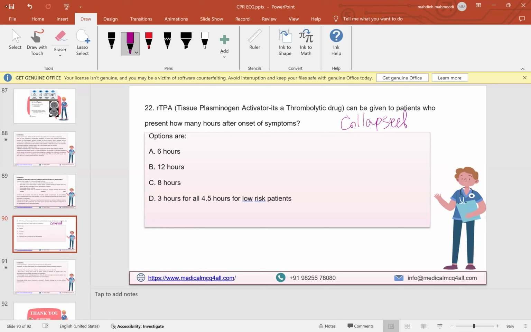Check for pulse. CPR compression first. No. Check for pulse, carotid. No, no. None of those. Shock. No. Raise the feet. No.